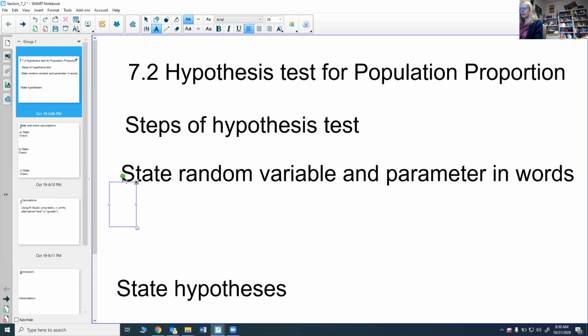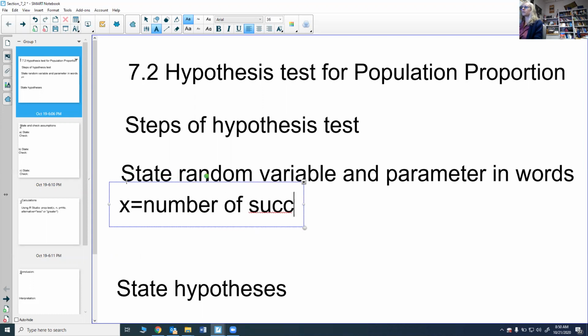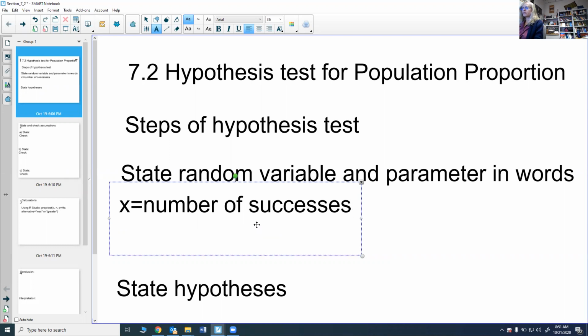So you want to actually say that your random variable is something. We usually use X for random variable. You can use anything you want. And the random variable is going to be the number of successes in a population proportion. So remember to put the words number of in front of it. If you just put success, you don't know what it is. So if you just say it's the number of people who want to legalize marijuana, then you have the number of. But if you just say legalize marijuana, I don't know what that means. So it's good to actually put the words number of in front of all these.